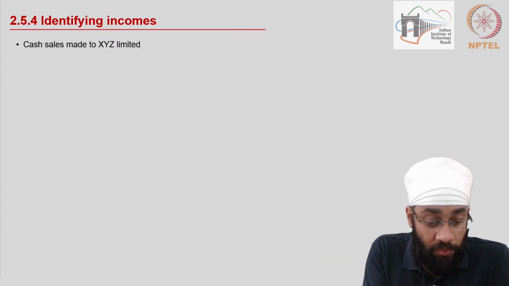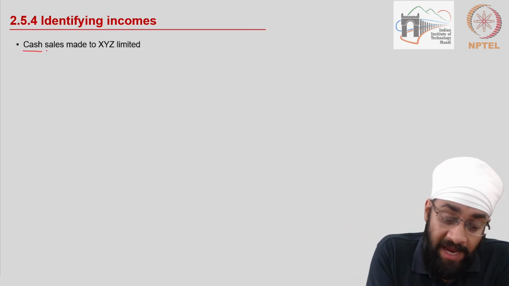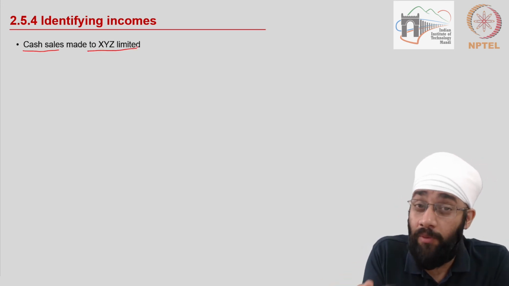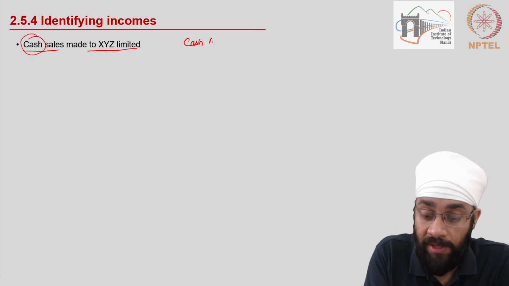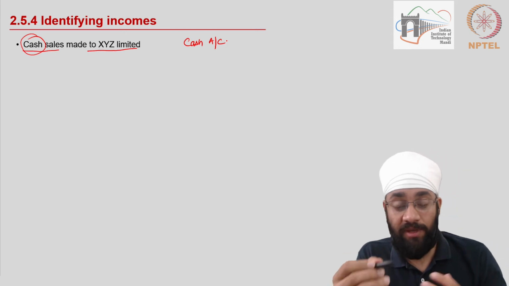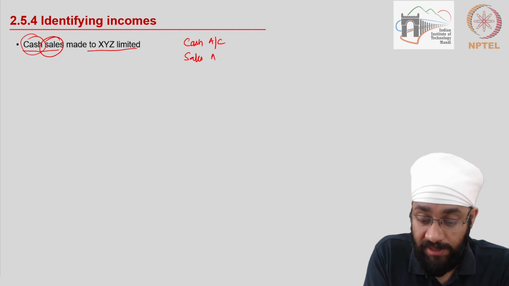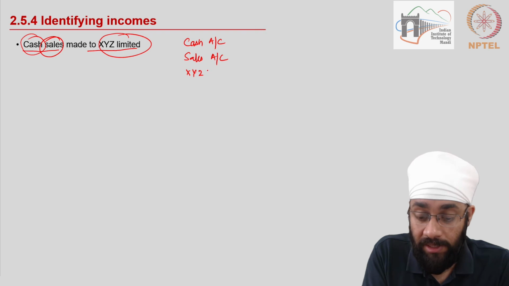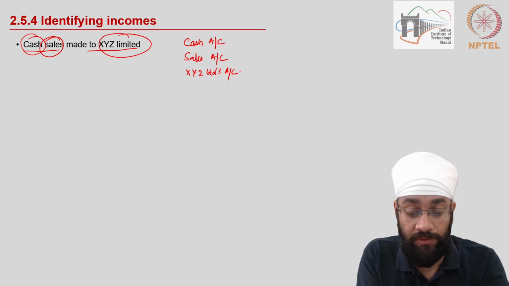All right, one more transaction where we will try to identify the income. Cash sales made to XYZ. Let's look at possible accounts where we may want to record this transaction. Cash, first of all. So one possibility is where we write this in the cash record. Then you have sales which are being made, so you have sales account. Then you have XYZ Limited, your customer. XYZ Limited's account. Three possibilities, three accounts where you could write this transaction.